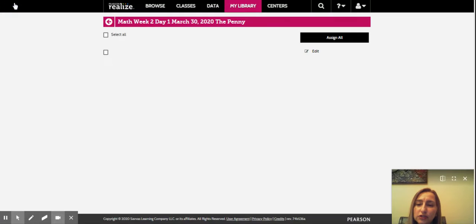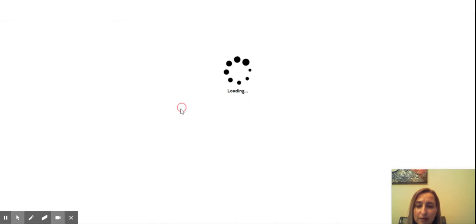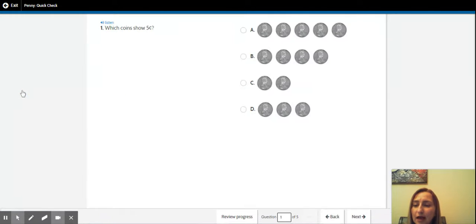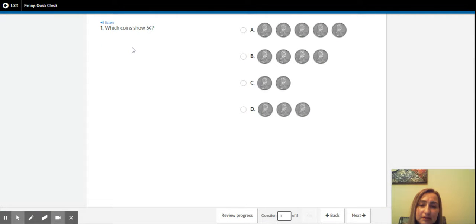Now, we can also do a check by looking at our quick check. So now we're going to see what we learned about pennies today. These are some questions we're going to be answering. This is kind of like a test that you would be taking. Which coin shows 5 cents? Is it A, B, C, or D?